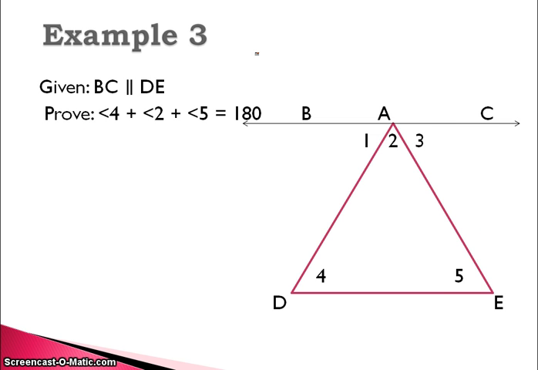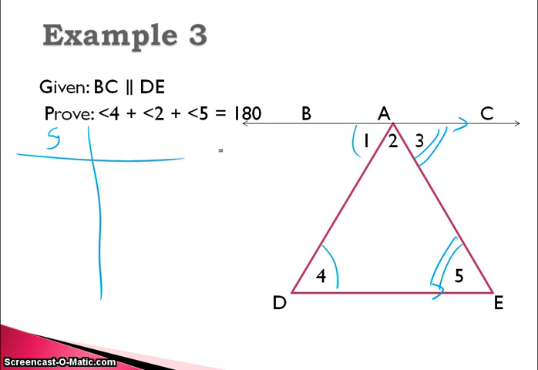Now let's get one more. We're going to prove that there's 180 degrees in a triangle. So we're told that BC is parallel to DE. Now, if I have that, using the transversal AD, I see angle 1 is congruent to angle 4. And using transversal AE, angle 3 is congruent to angle 5, because those are each pairs of alternate interiors. So, let's set something up for ourselves.